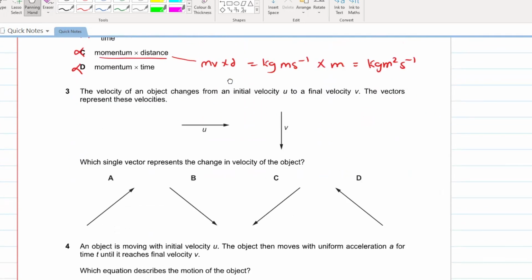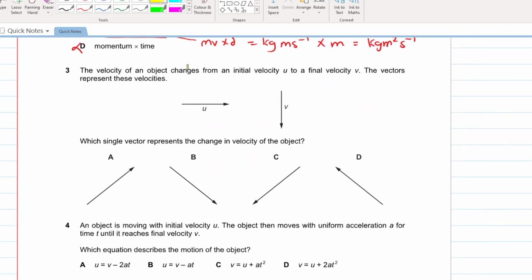I hope you guys get it. Let's move on to question 3. The velocity of an object changes from an initial velocity u to a final velocity v. The vectors represent these velocities. Which single vector represents the change in velocity of the object? So, how can you write the change in velocity of an object? Change in velocity is equal to final velocity minus initial velocity. The final velocity is acting downward. You have a negative of initial velocity.